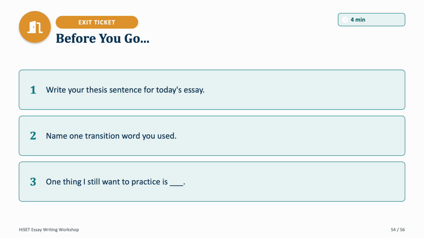Before you leave, I want you to complete a short exit ticket. On a piece of paper, I want you to write your thesis sentence. Second, write 1 transition word you used. Third, finish the sentence: One thing I still want to practice is, and fill in what you still want to practice. This isn't a test. It helps you think about what you learned and what you still need to practice. Take about 4 minutes, and when you finish, please turn it in to your teacher.